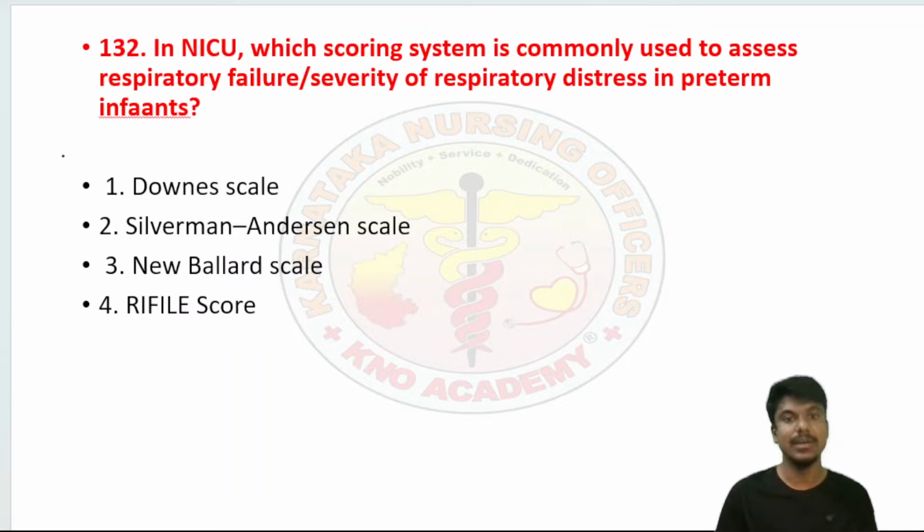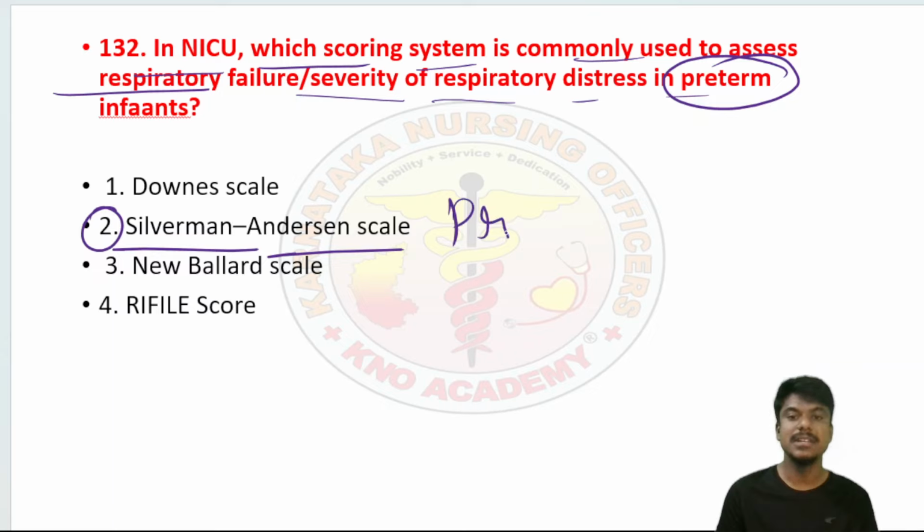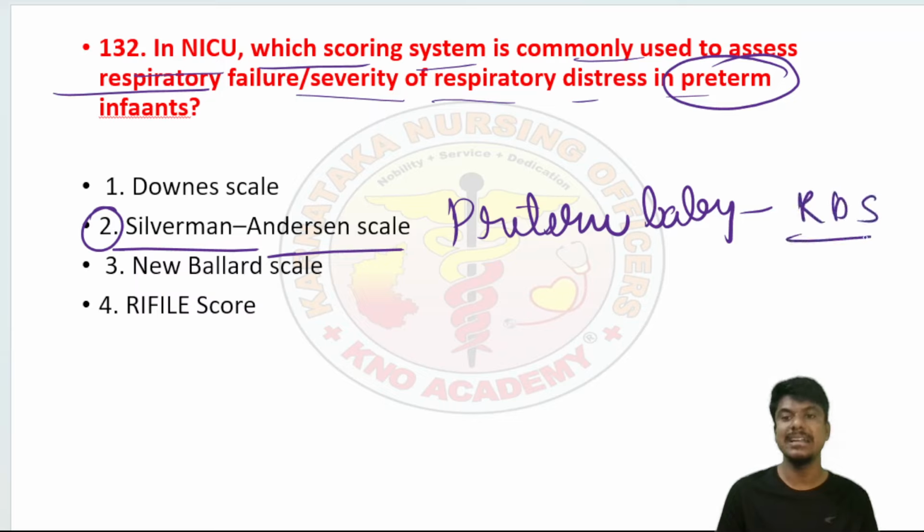Next question from pediatrics. Here we have a baby in the NICU. Which scoring system is commonly used to assess respiratory failure or severe respiratory distress in a preterm infant? The Silverman Anderson score is specially used for preterm babies to assess respiratory distress syndrome, RDS or ARDS, or hyaline membrane disease.